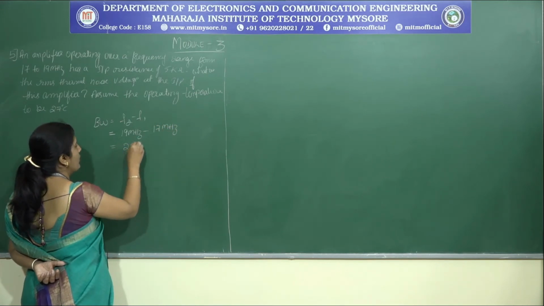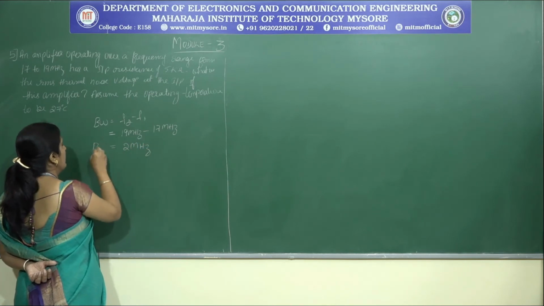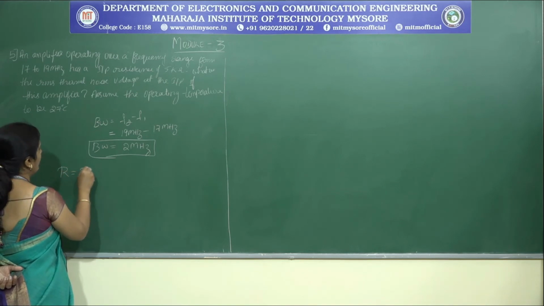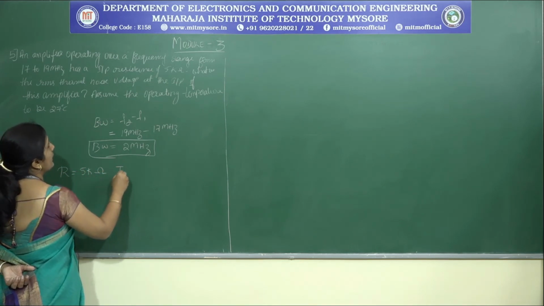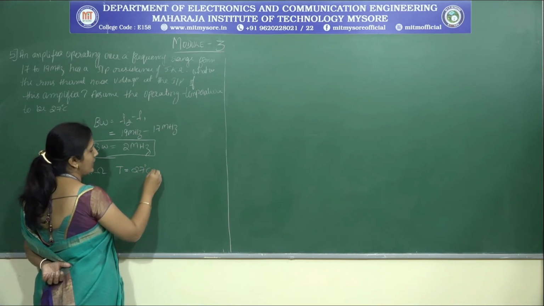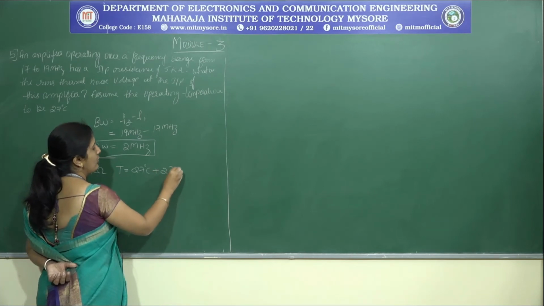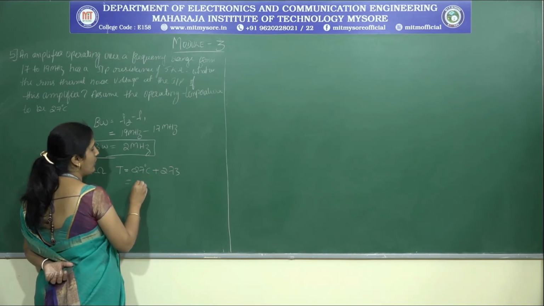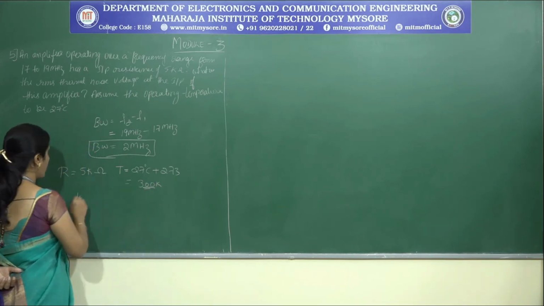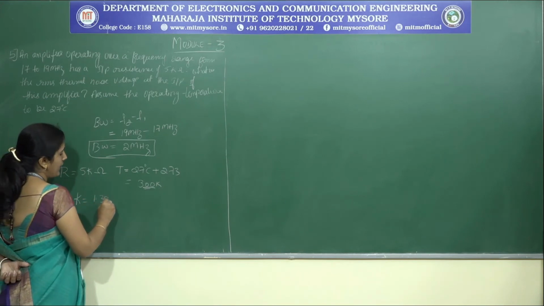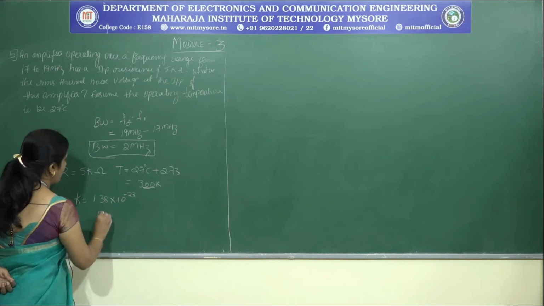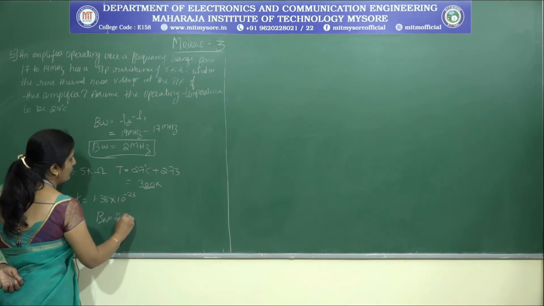So we are going to get how much? 2 megahertz of frequency. We know that R is equal to 5 kilo ohm. T is equal to the temperature they have given, 27 degrees Celsius. Converting this into Kelvin, adding 273, we are going to get how much? 300 Kelvin, and the Boltzmann constant is 1.38 into 10 power minus 23. So keeping Bn is equal to 2 megahertz.